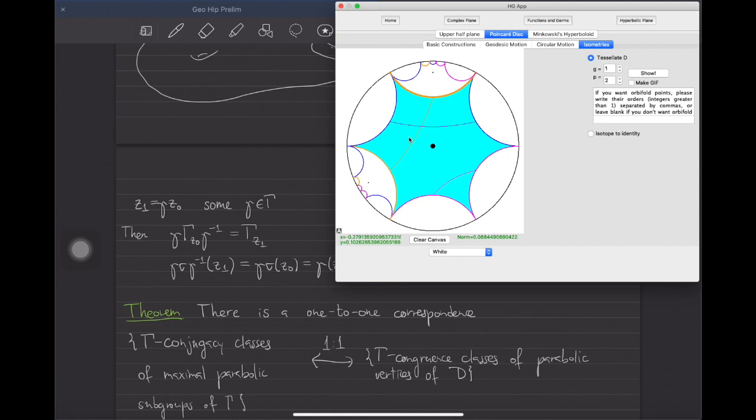Let me see, because maybe what is confusing you is that it should be obvious. You say take the stabilizer of one of these points. That stabilizer has to be a parabolic subgroup.